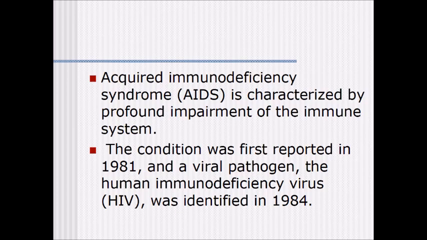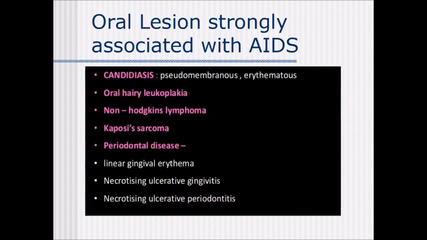Acquired immunodeficiency syndrome is characterized by profound impairment of the immune system. The condition was first reported in 1981, and a viral pathogen, the human immunodeficiency virus, was identified in 1984. This is the introduction of our answer.